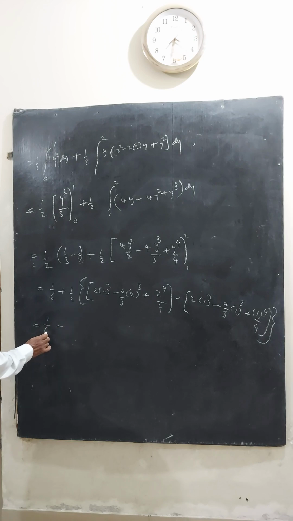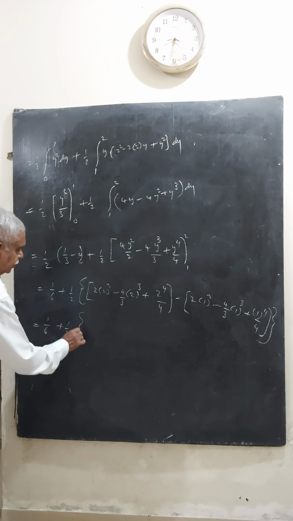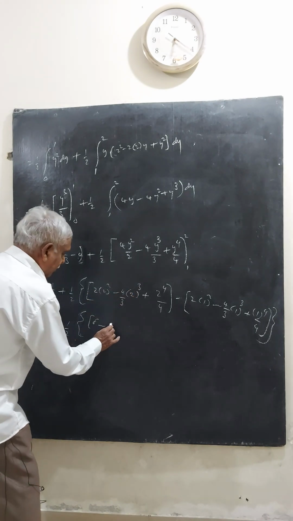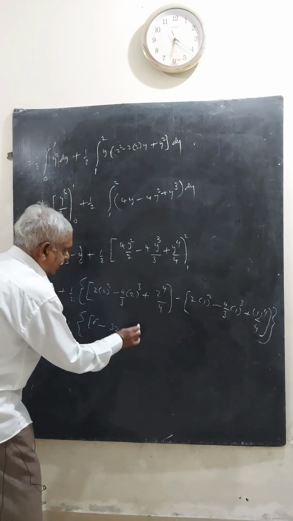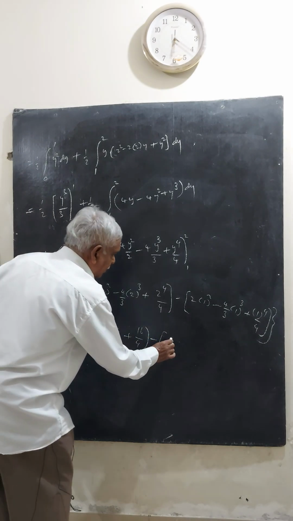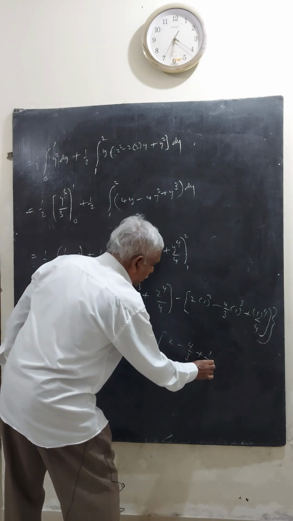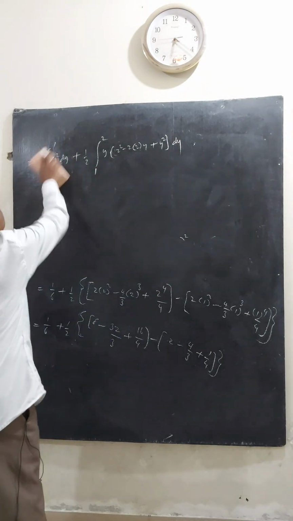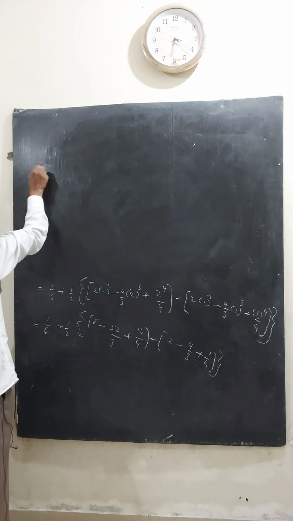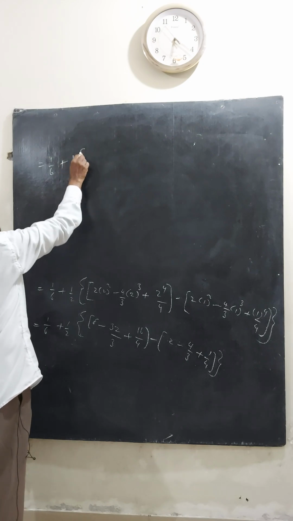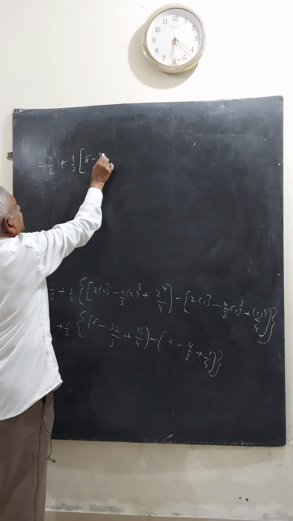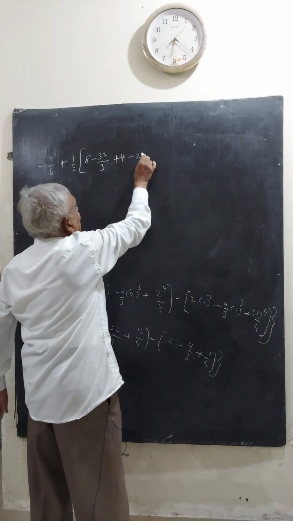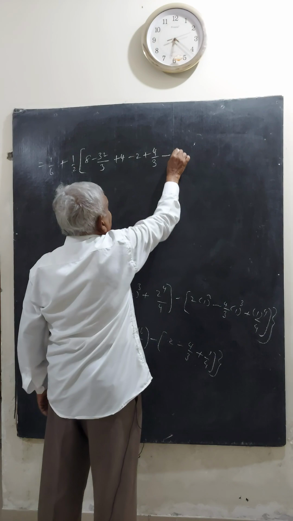Equal to 1 by 6 plus 1 by 2, 8. 2 squared is 4, 4 by 2 is 2, so 8, minus 2 cubed is 8, 8 times 4 is 32, 32 by 3, plus 2 power 4 is 16 by 4, minus 2, minus 4 by 3, plus 1 by 4, closing the bracket. Equal to 1 by 6 plus 1 by 2 of, removing the bracket, 8 minus 32 by 3 plus 16 by 4 is 4, minus 2 plus 4 by 3 minus 1 by 4.